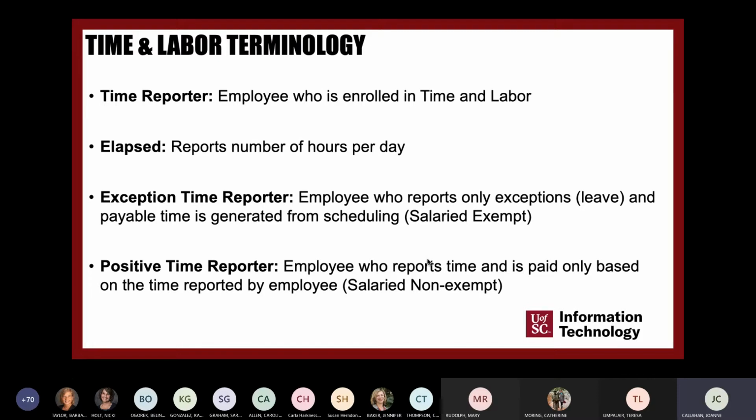And we have two different kinds of time reporters. We have an exception time reporter, and those are your salaried exempt employees that will need to go into a timesheet to report exceptions such as leave only. And then you have your positive time reporters, and those are your salaried non-exempt employees that will need to go in to report their time as well as any exceptions or any leave. So that is how we will be able to identify the two. You have the salary exempt, which are exception time reporters, and the salaried non-exempt, which are positive time reporters. That might be some new terminology for you.